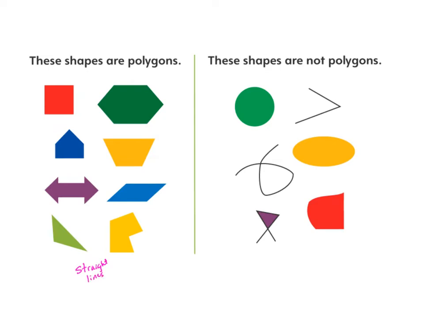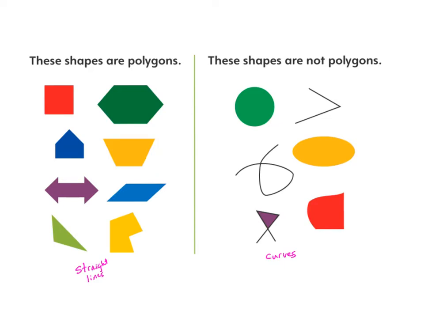On the right-hand side, the shapes that are not polygons, the thing that jumps out to me is I see several shapes with curves in them. So in this circle, there's definitely curves. In this oval, there's curves. There's curves right here in this shape. There's curves right here. So on the right-hand side, I'm going to write curves.